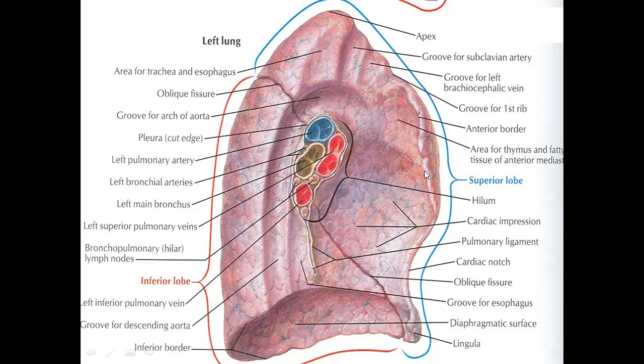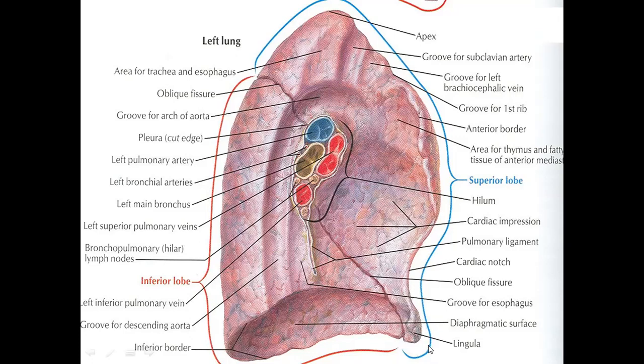And only for the lung anterior border, there is a special feature that is called cardiac notch because it is making a notch-like structure here. And the heart is exposed to this area. That's why this notch is called the cardiac notch. The tongue-shaped lower part here is called lingula, which is present on the left lung only.